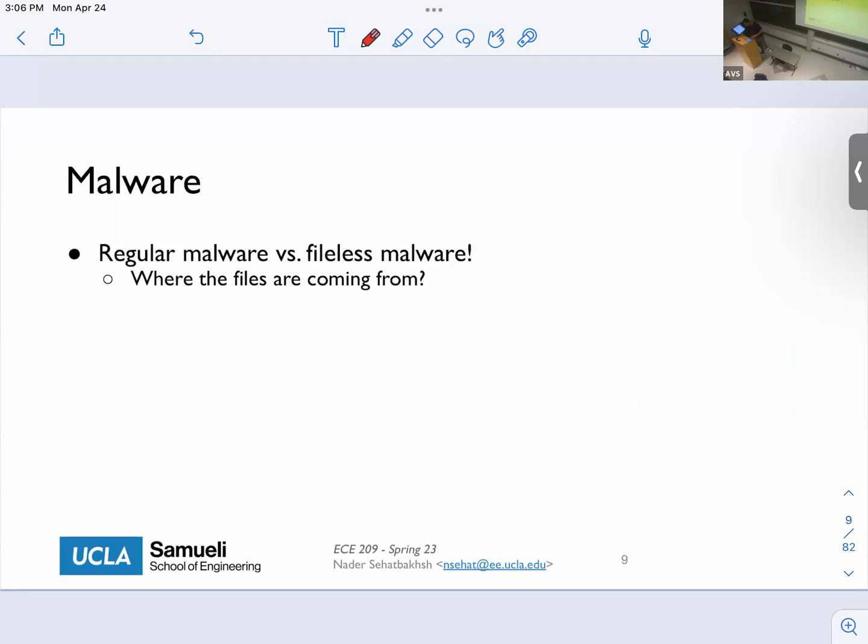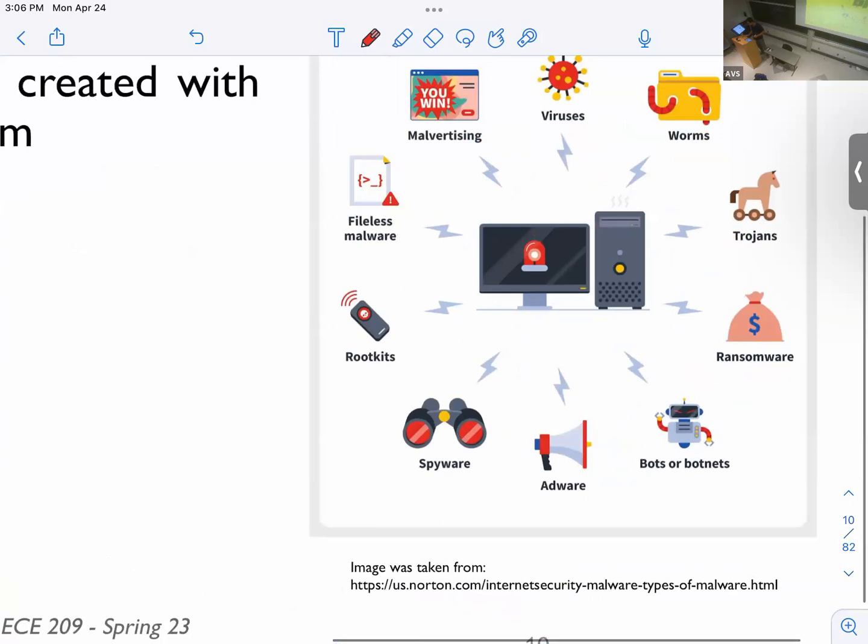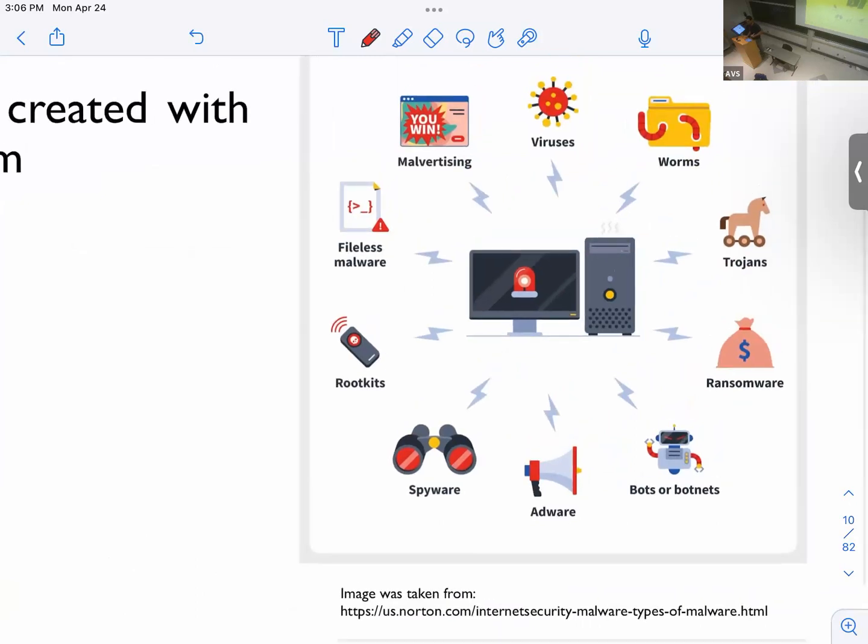So we started the discussion on malware. We talked about regular malware and where these files are coming from. I think some of us also shared stories of when our systems got infected with malware. There is a whole group of different malwares. We covered lots of them last time, overviewing them quickly: viruses, worms, Trojans, and ransomware. These are the ones that we talked about already.